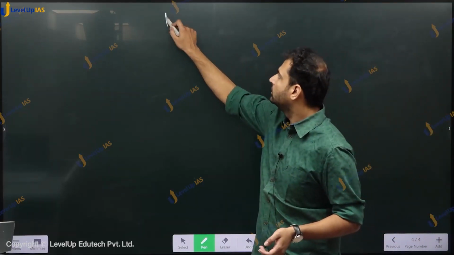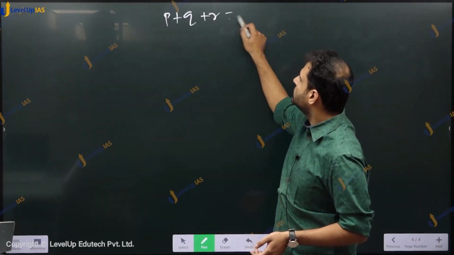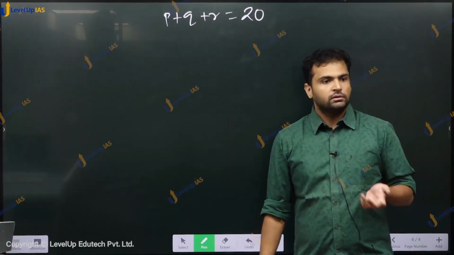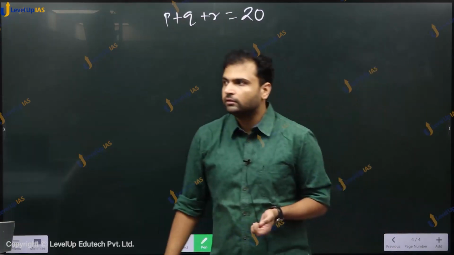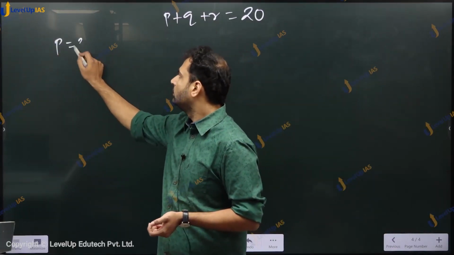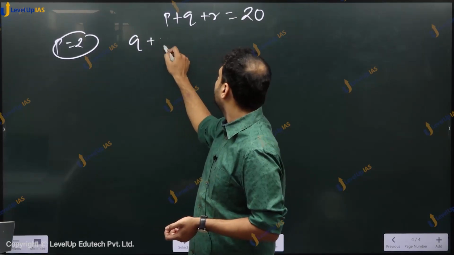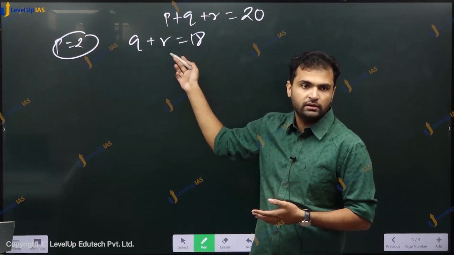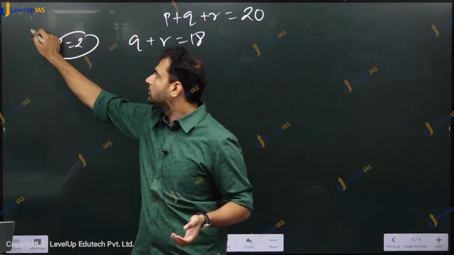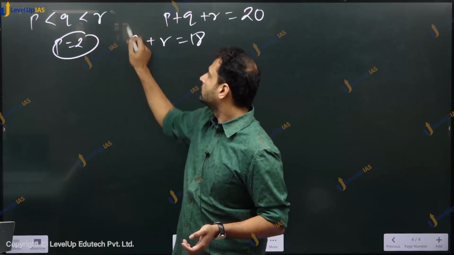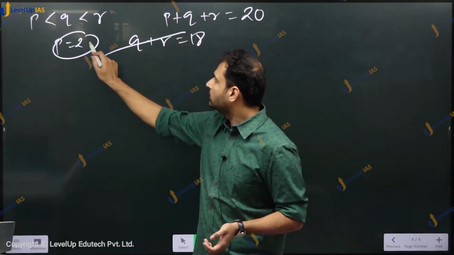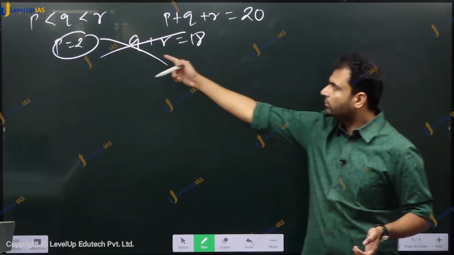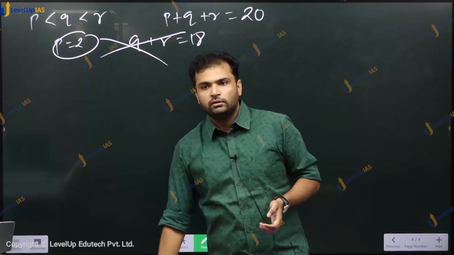What is that possibility? P plus Q plus R is equal to 20. That was the other possibility. Right? Now again, we'll start from P is equal to 2. What are the possible values of Q and R? Q plus R is equal to 18. There are no digits that satisfy this apart from 9, 9, which is not allowed because of strict inequality. So this case we reject. There are no digits like this. 9 plus 9 is 18, but 9 plus 9 is not allowed because of strict inequality.